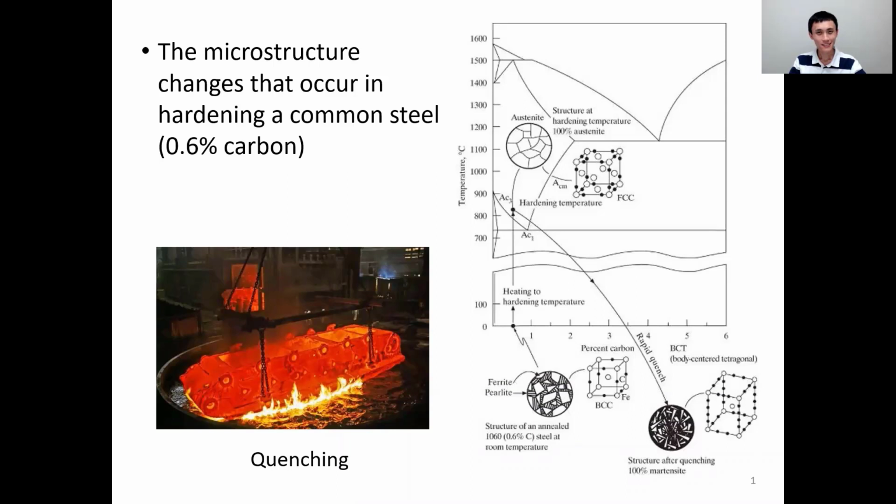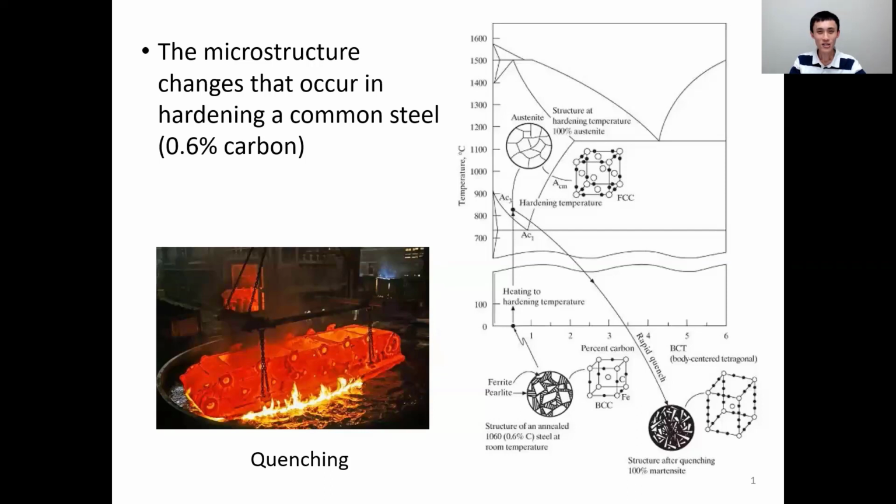Today we are going to talk about the difference between quenching, tempering, annealing, and normalizing. At the end, we are going to discuss stress relieving as well. So let's get it started.